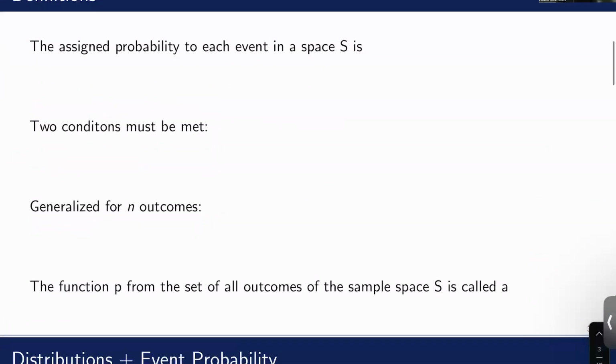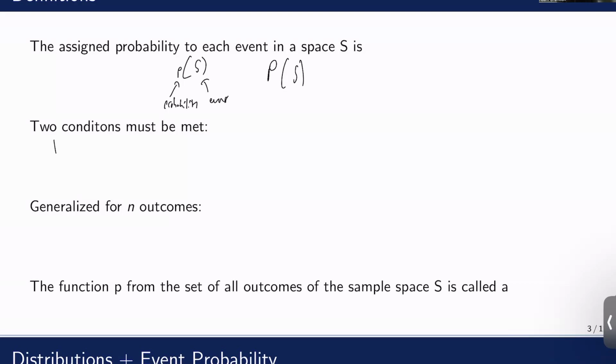We're going to go to definitions. We're going to start with assigning probabilities. So we define the assigned probability to each event in a space S as little p sub s. P is the probability, S is the event in the space. Big P is usually denoted as a whole probability, as all of the outcomes.